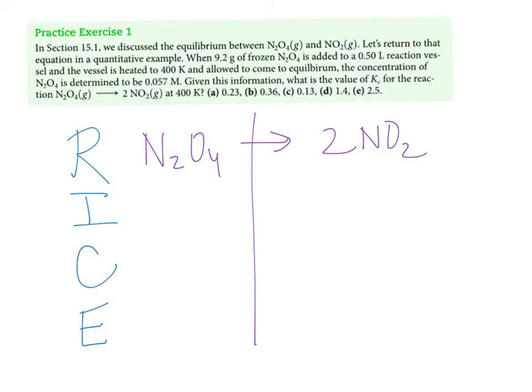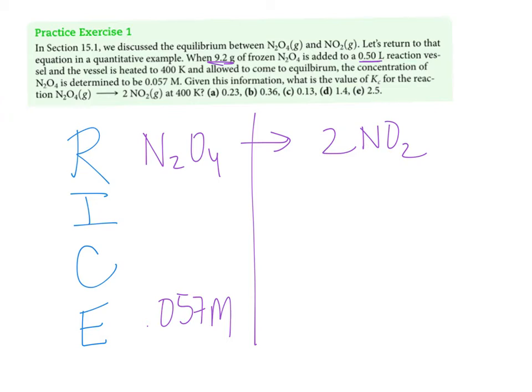Okay. And what else do we know? Well, we know that at equilibrium, the concentration of N2O4 is 0.057 molar. So this is the concentration at equilibrium. So for N2O4, our equilibrium concentration is 0.057 molar. Do we know anything else? Well, let's see. We know we started with 9.2 grams of frozen N2O4, and it was in a 0.50 liter reaction vessel. So we can calculate the initial molarity of our N2O4. We're going to do that right here.